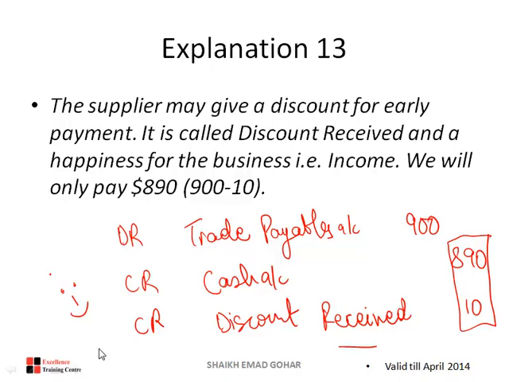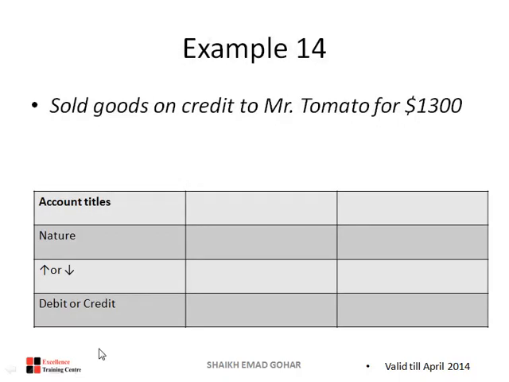10 minutes are remaining. Do it quickly please. Written? Okay, move ahead then. Example number 14 please. Sold goods on credit to Mr. Tomato. Now Mr. Tomato is coming into the show. This is for you. You know very well how to solve it. Kindly tell me.